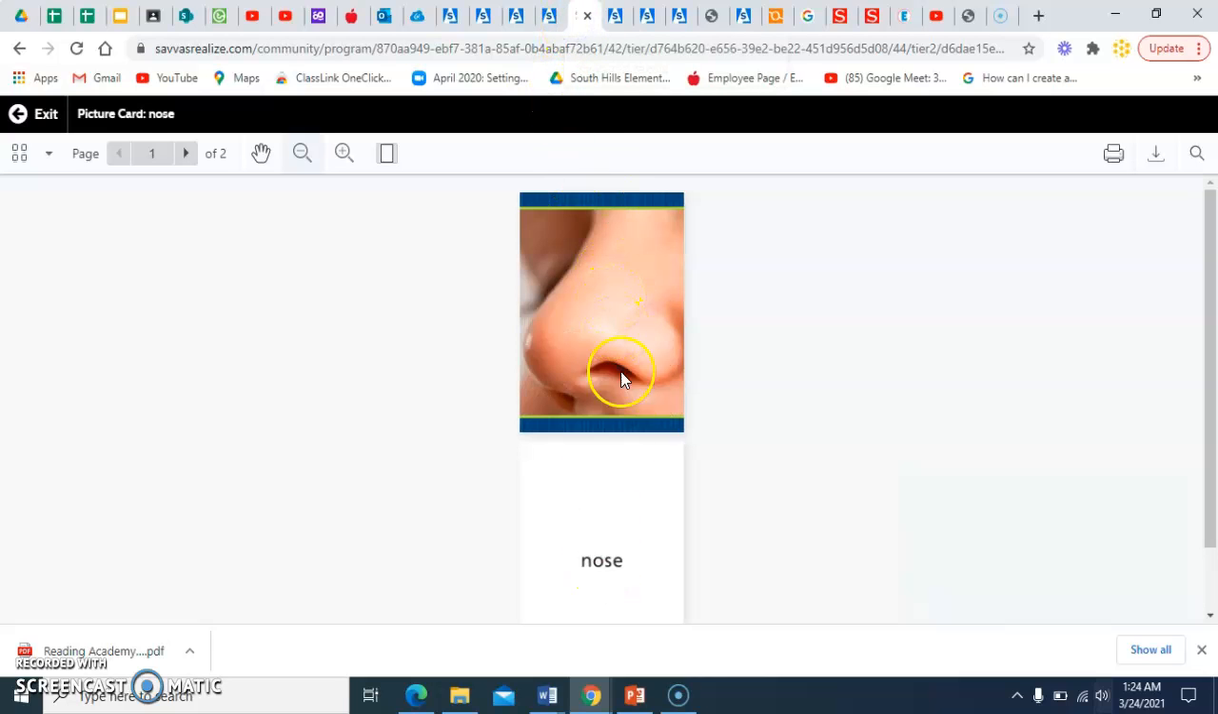We have nose, and it has the O sound, and there's the sneaky E or the silent E. And so it changes the sound for O, and instead of ah, it has the O sound, like nose and rose.